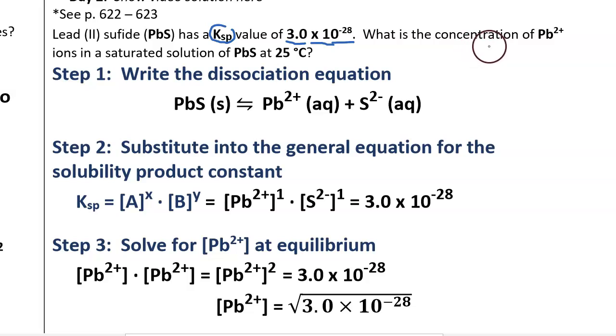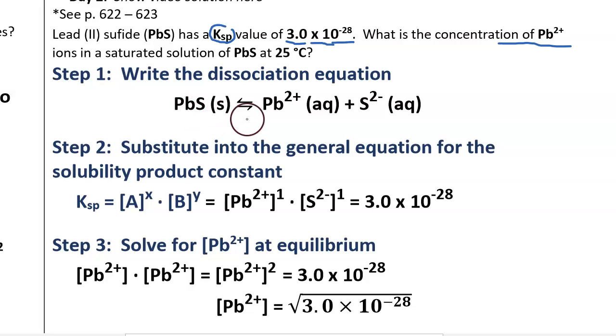The question is, what is the concentration of the lead ions in a saturated solution of PbS at 25 degrees Celsius? This problem has a few steps. In step 1, let's write the dissociation equation that represents what ions are created when lead sulfide dissolves. So here is the equation.